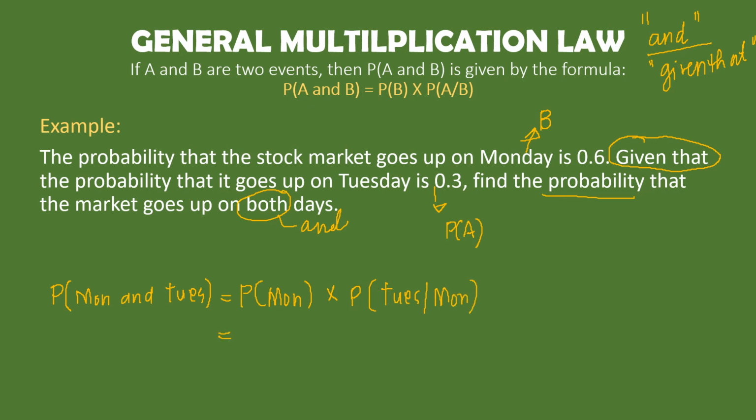Okay, so the probability of Monday is 0.6, and the probability that it goes up on Tuesday, given that Monday went up, is 0.3. Therefore, the answer is 0.18 or 18%. That is the chance of the stock market going up on both days. So again, our clue here is you're looking for the "and", you're solving for "and" or for both events to happen given a certain condition. The general multiplication law will be used.